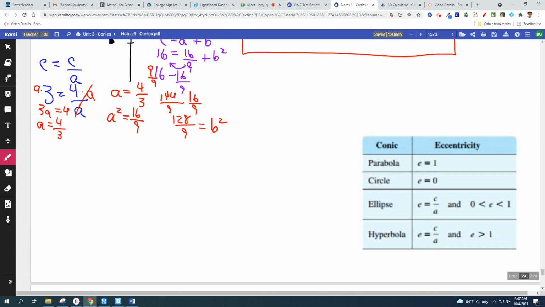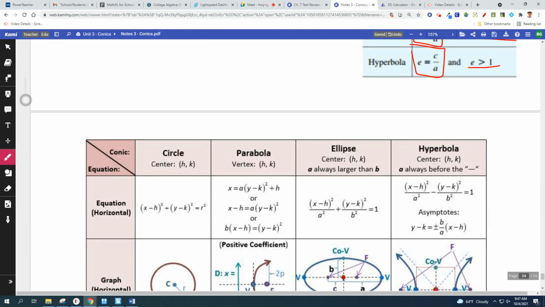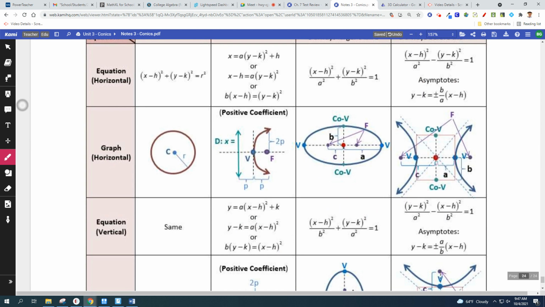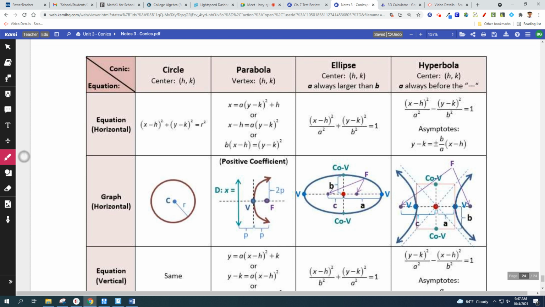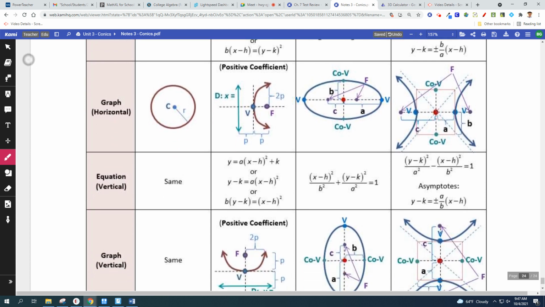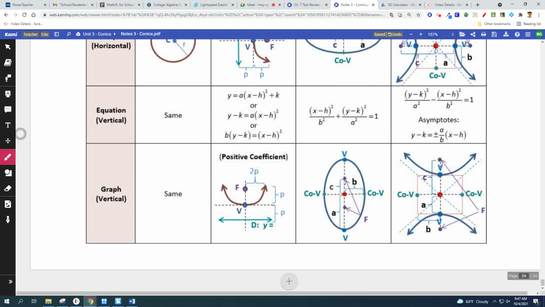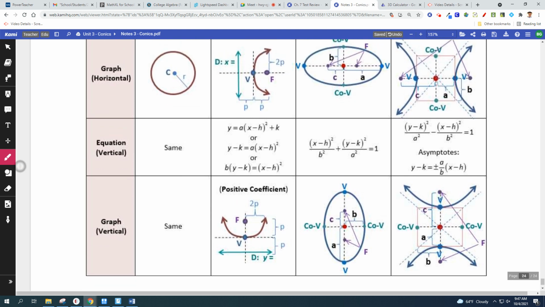Other than that, it's just kind of review stuff. Eccentricity of a parabola is 1. Eccentricity of a circle is 0. An ellipse is this equation, but it's going to be between 0 and 1. A hyperbola is this same equation, but it's going to be greater than 1. And then this is just kind of review. It puts everything together, all of your equations, your shapes, your relationships, what the graph looks like, lots of different stuff there.